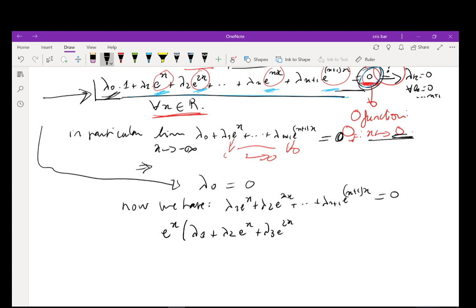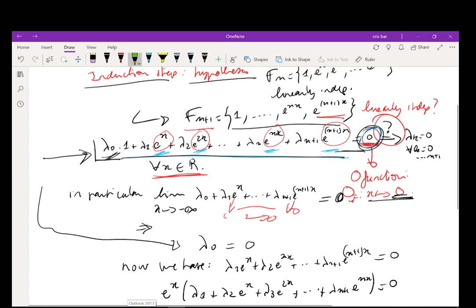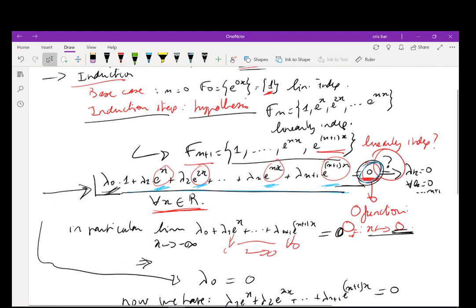You see, because e of x times e of x is equal to e of 2x, e of x times e of 2x is equal to e of 3x, etc. Plus lambda n plus 1 e of nx. And that is equal to 0. And this is where we can use the induction hypothesis, which is that this family here is linearly independent. This family being linearly independent means that if I'm doing the sum from 0 to n of coefficients times e of kx equals 0, it implies that those coefficients are all equal to 0.